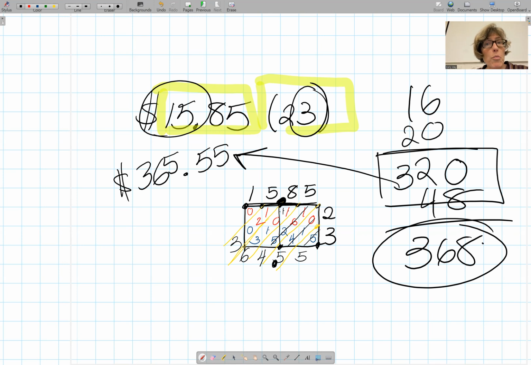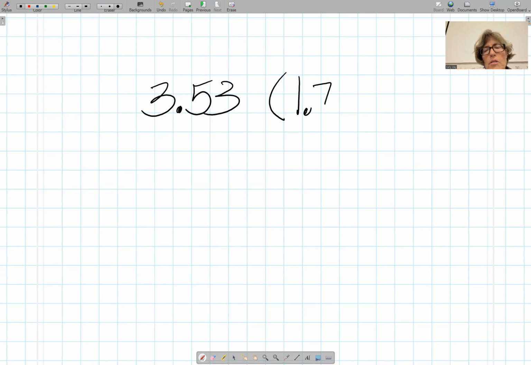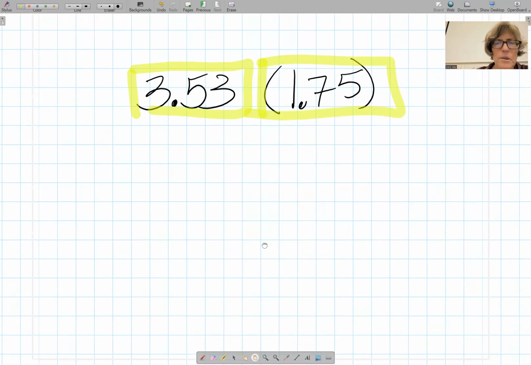Now we're going to do one where there are 2 decimals. So we are going to do, let's say I have 353 times 1.75. This is going to be a 3 by 3 for lattice.